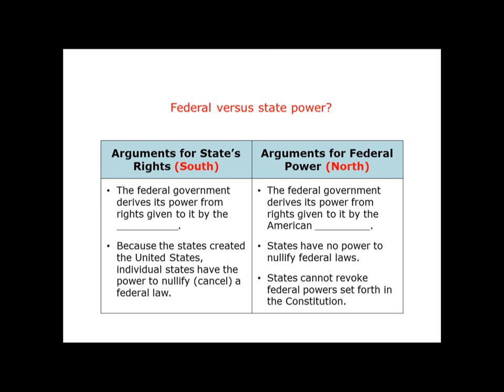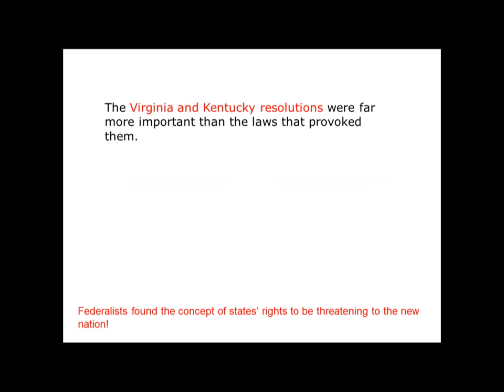This is upon the founding of our Constitution, the founding of our federal government. These were arguments that started decades before the Civil War. The Virginia and Kentucky resolutions were far more important than the laws that provoked them.